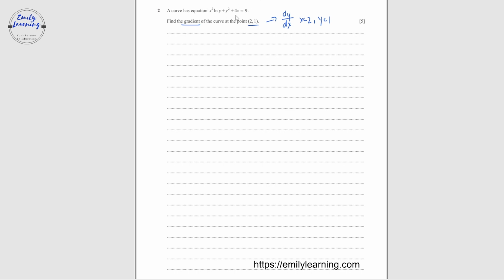Because the equation of this curve is in terms of both x and y, and we cannot make y the subject easily, we are going to use implicit differentiation. So let's do implicit differentiation on x squared ln y plus y squared plus 4x equals 9. x squared and ln y are like two terms, so we need to use the product rule. I first keep x squared and differentiate ln y, which gives me 1/y dy/dx. Next, I keep ln y and differentiate x squared, which gives me 2x.